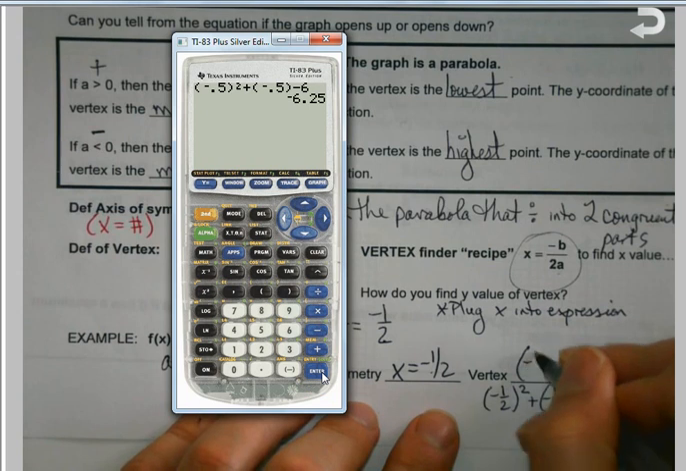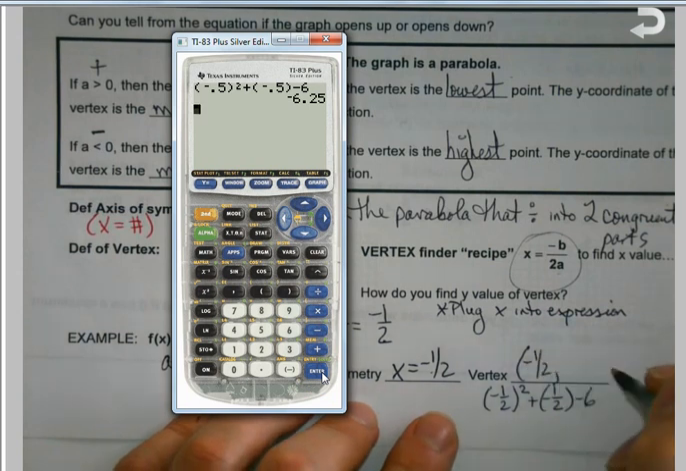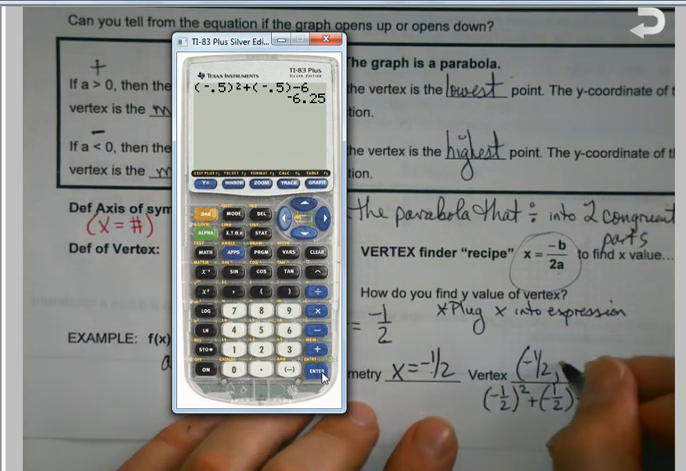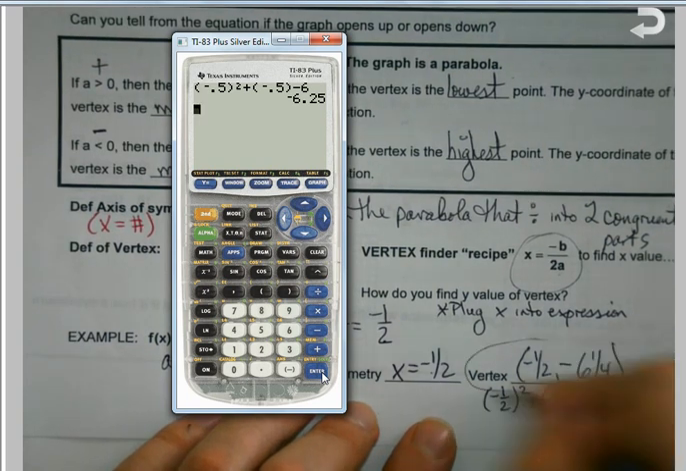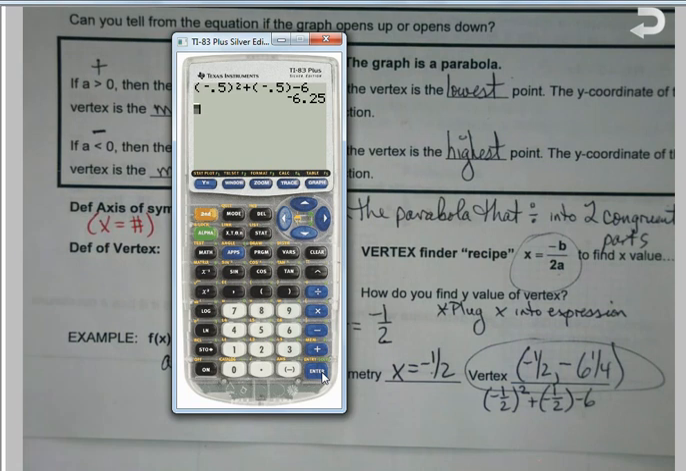So my vertex would be -1/2, that was my x value, and -6.25 or -6 1/4. Yeah. So the vertices, as you'll see moving forward, aren't always going to be nice and neat, but it is a way for us to be able to get the values.